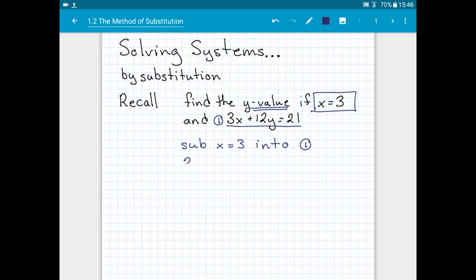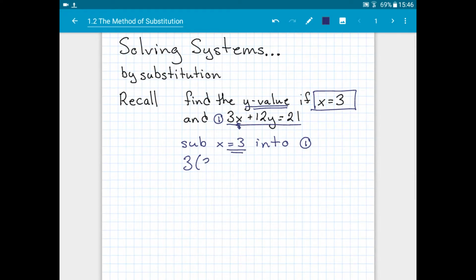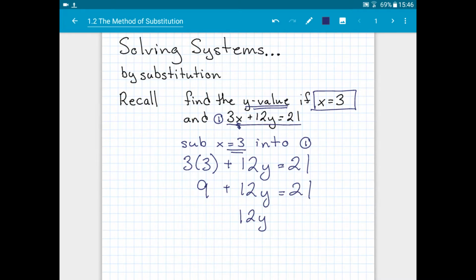We've got 3 times, now instead of the x, we know x is equal to 3. So wherever you see an x, you can replace it with the value 3. We're going to add 12y to that, and we know that equals 21. So now it's just a matter of simplifying. 9 plus 12y is equal to 21. Subtract 9 from both sides. You get 12y is equal to 12. Divide both sides by 12 to get y, and you get y equals 1.